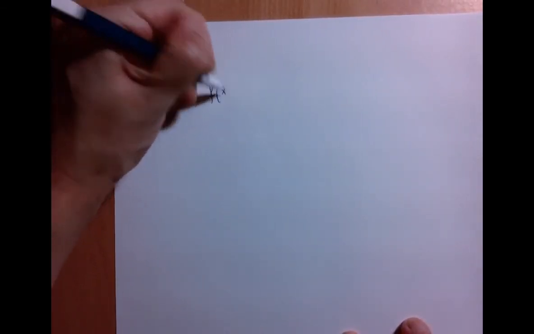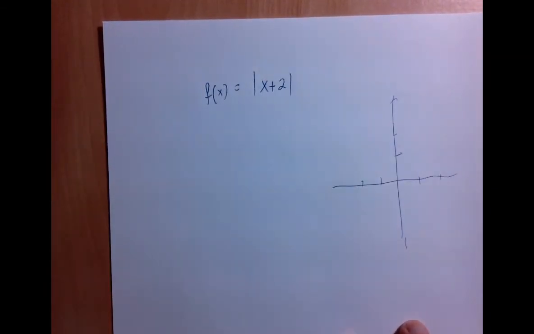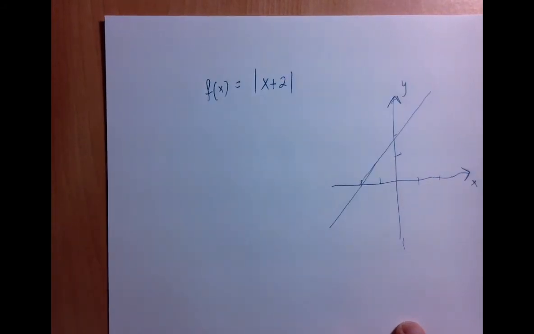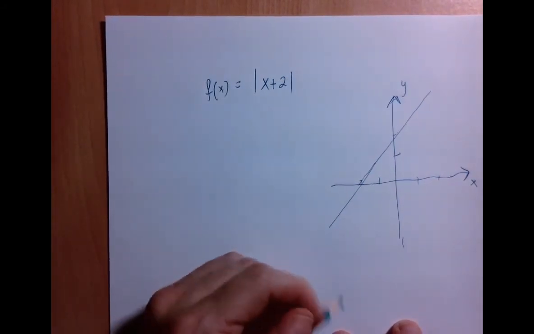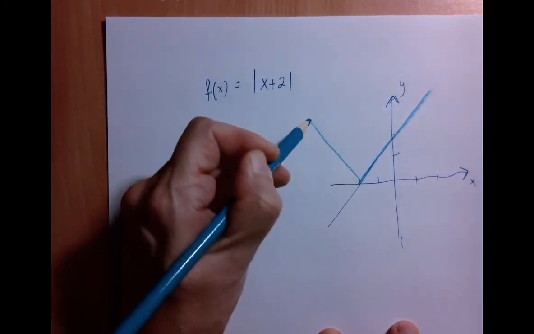For example, if you have to graph f of x equals the absolute value of x plus 2, I'm in the habit of graphing first x plus 2 and take the absolute value of the graph, which means wherever it's positive, you leave it alone, and wherever it's negative, you reflect it to the x-axis.